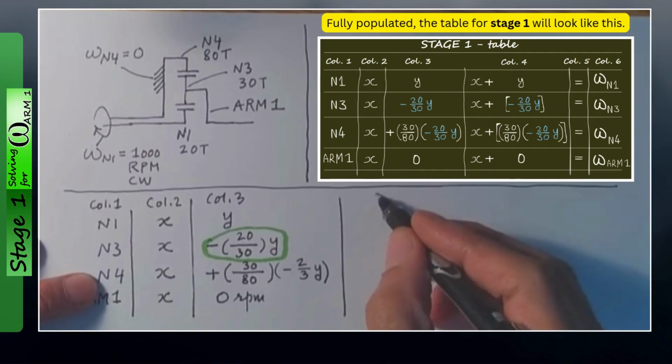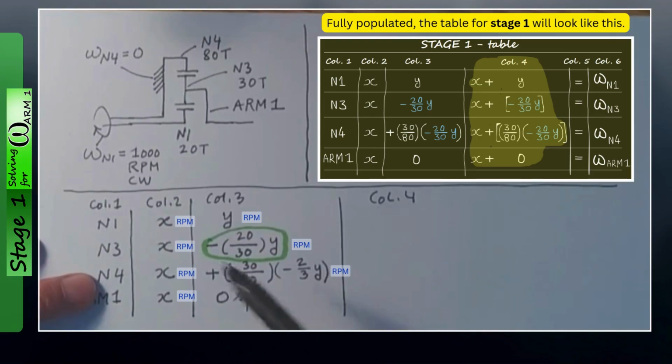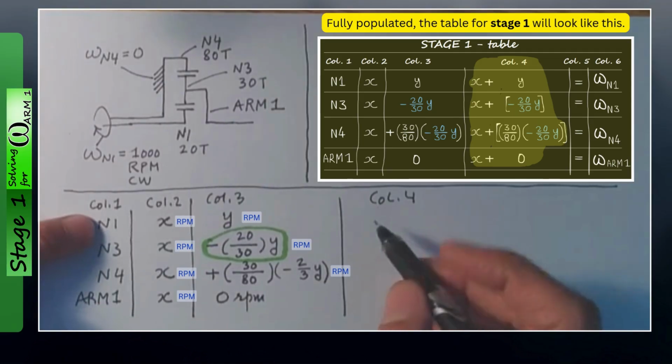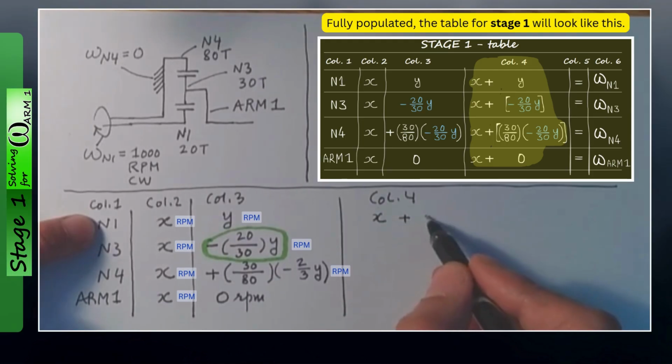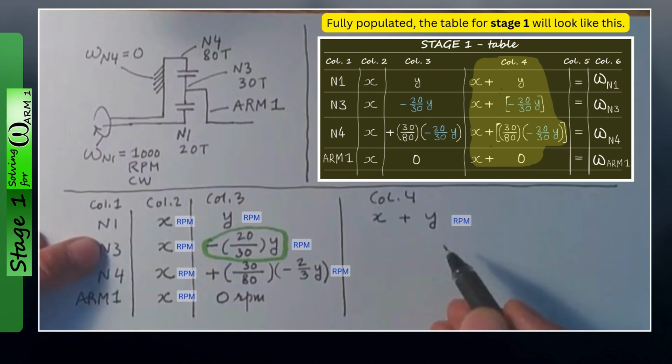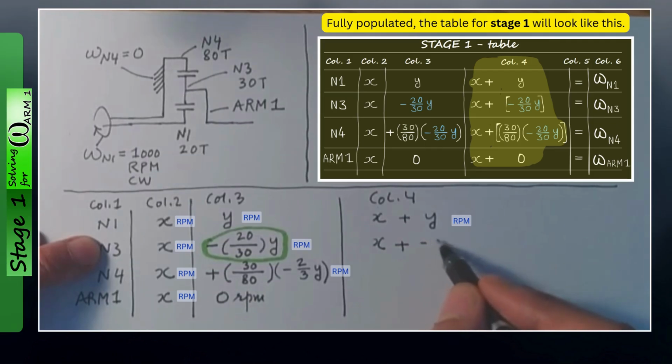Column 4. Column 4 is very easy to do, very easy to populate. All we do is we take whatever we have in column 2 and add it to whatever we have in column 3. So for gear N1, we add x to y. In gear 3, we have x in column 2. We add it to whatever we have in column 3, which is minus 2 over 3y.